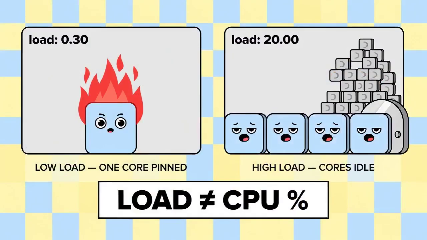Load average is not CPU percent. You can have a load of 0.30 while one process pins a core at 100%, because that one busy process does not move the average much. You can also have a load of 20 with mostly idle cores, because 20 processes are stacked up waiting on disk. The number reflects demand, not utilization.